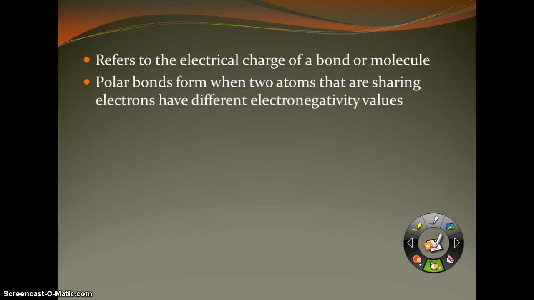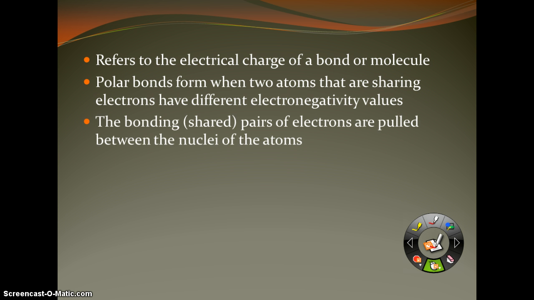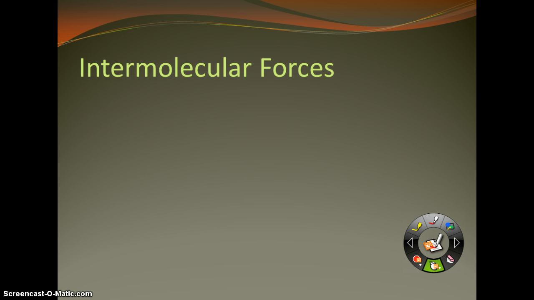There's a very large electronegativity difference there. But even within the nonmetals, when you have a covalent bond, there can still be a big enough difference between those electronegativity values to form a polar bond. In the bonding, our shared pairs of electrons would be pulled between the nuclei of the two atoms. So it's like a tug of war almost.